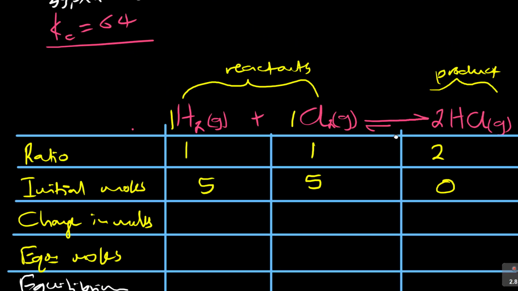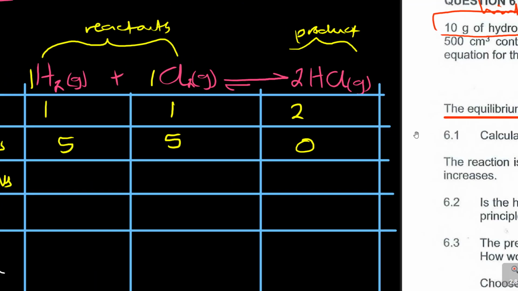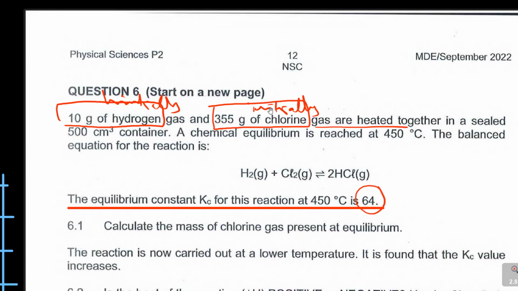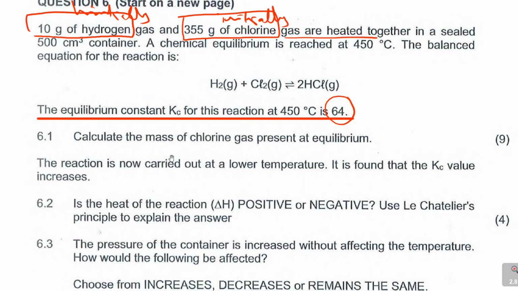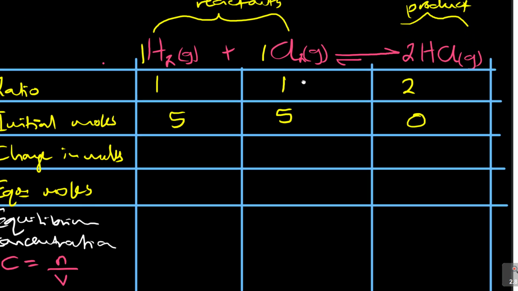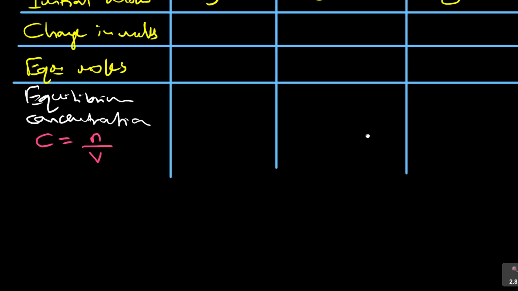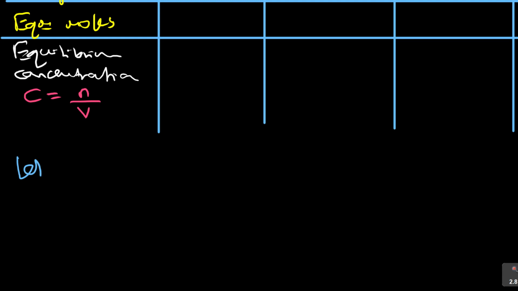Now what do you do? Before I say let, can I go back and read there? 10 grams of these are heated together. A chemical equilibrium is reached, the balanced equation this. And then at equilibrium, this. And then it says, calculate the mass of the chlorine gas present at equilibrium. They want the mass of the chlorine. All right. So since we're focusing on chlorine, we can say, let the change in moles of chlorine be x.